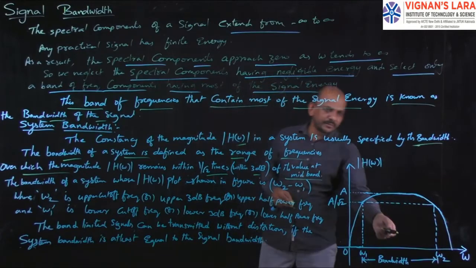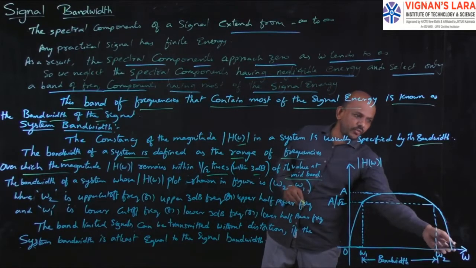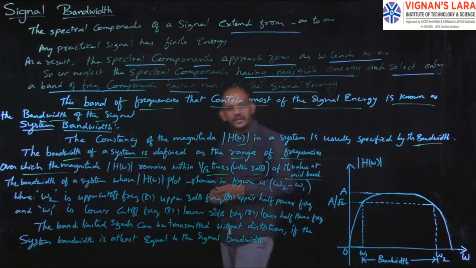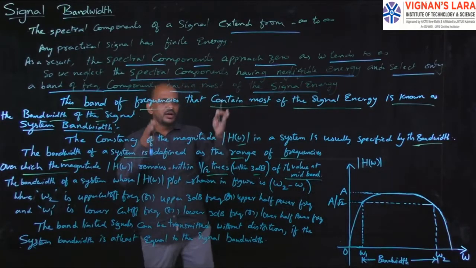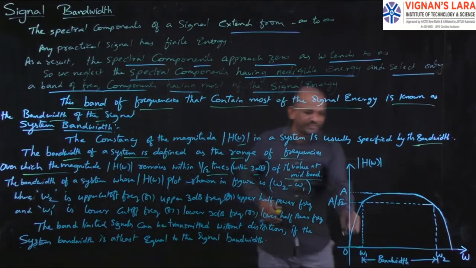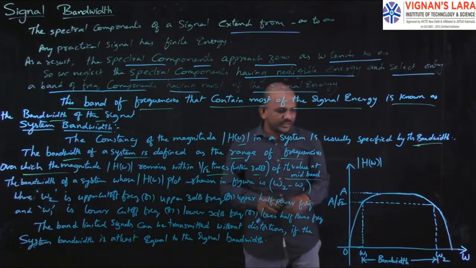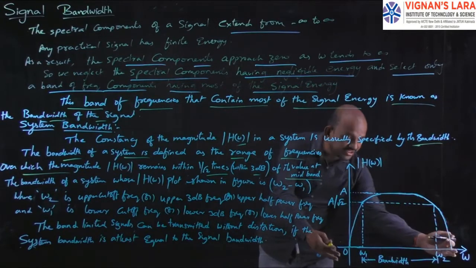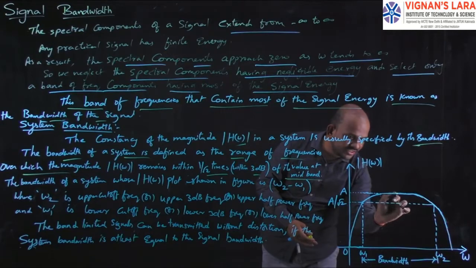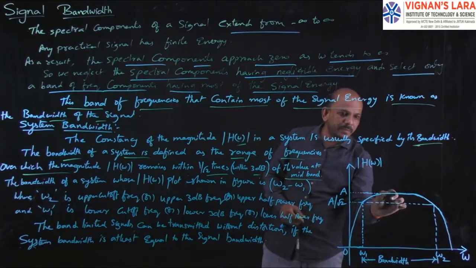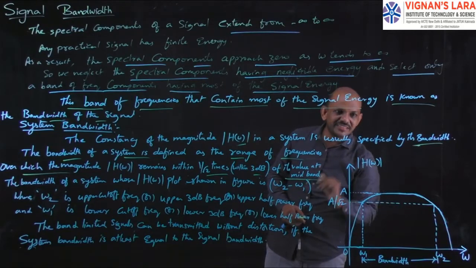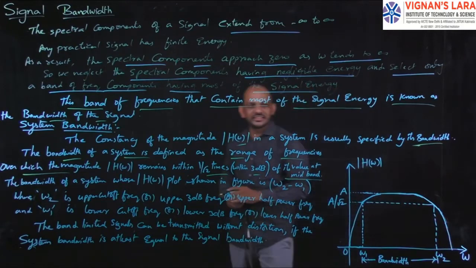See the graph here, okay? This is the graph for omega and magnitude of a transfer function, that is omega and mod of H of omega. The graph is like this, okay? Here the midband is this one, this is the maximum band, so this is the midband value. I consider the midband value as A.